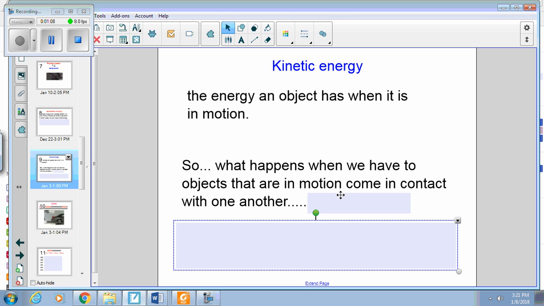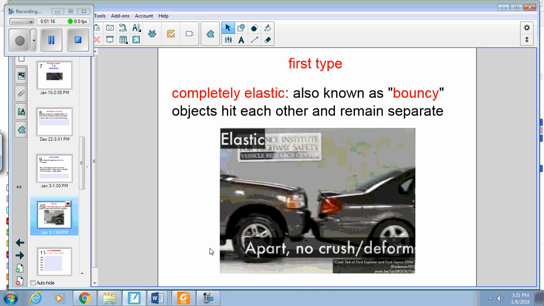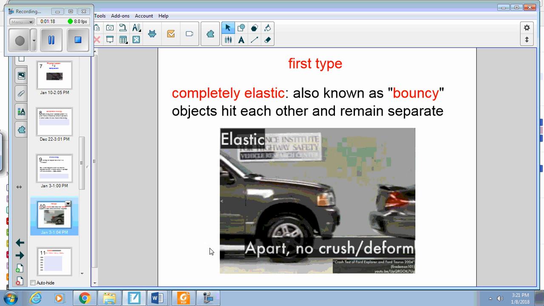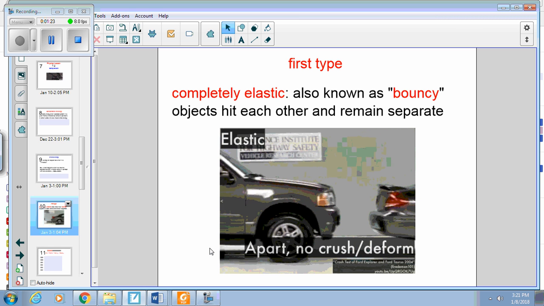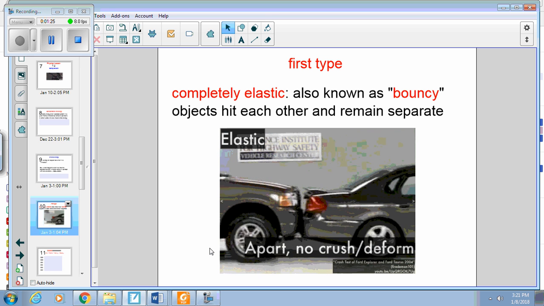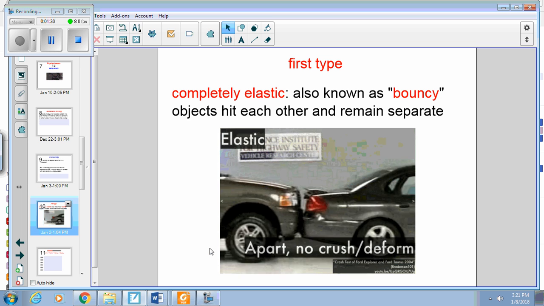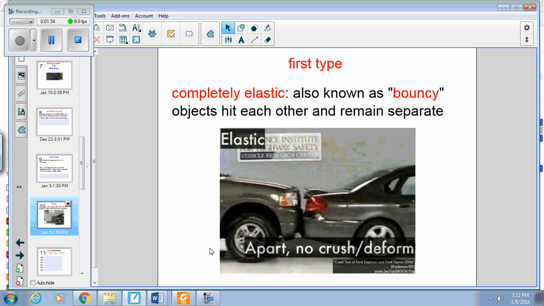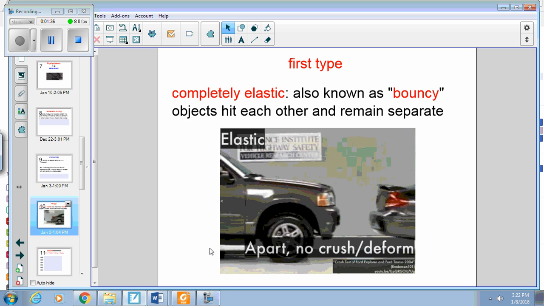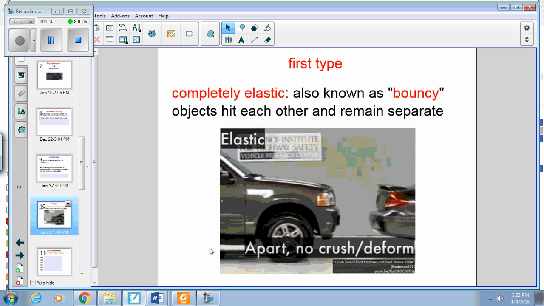When we have two objects that come in contact with one another, we have a collision occurring. The first type of collision that we're going to talk about is known as a bouncy collision, or completely elastic. Now, there are some in between, partially elastic, mostly elastic. We're not going to worry about that. It's either going to be completely elastic or completely inelastic. So this is a bouncy collision. We have two objects. They have kinetic energy, they have momentum, they hit each other, and they remain separate. They don't stick together, they bounce.